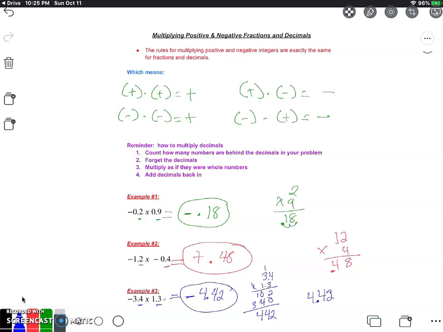If you remember your rules and your steps, then multiplying whole numbers and multiplying decimals is not that much different.